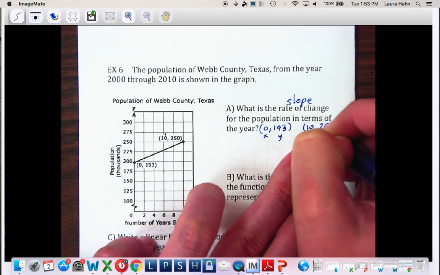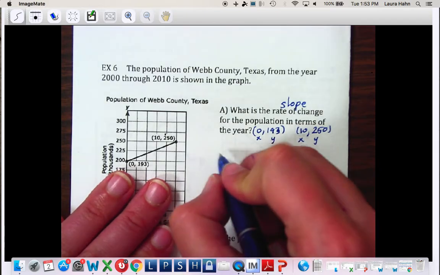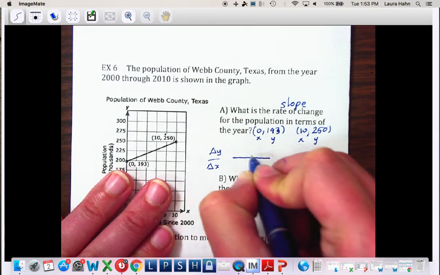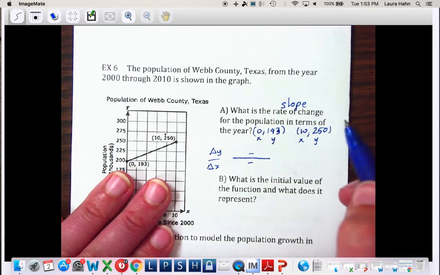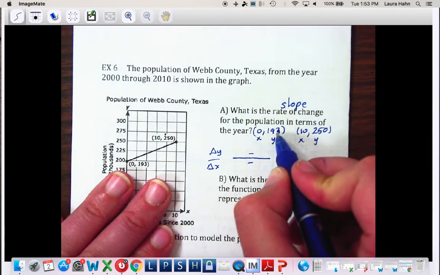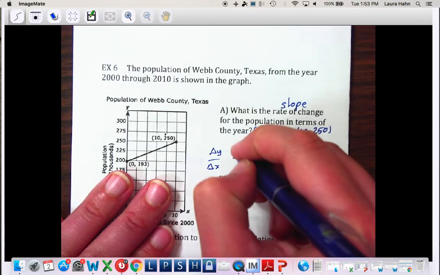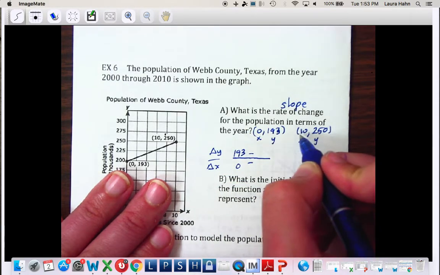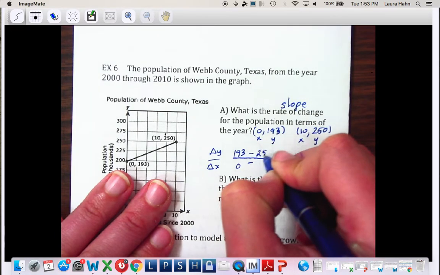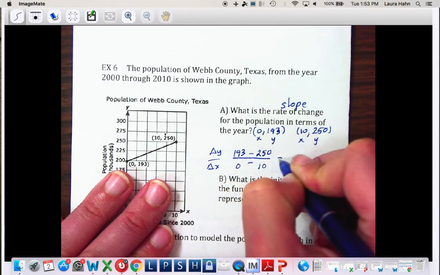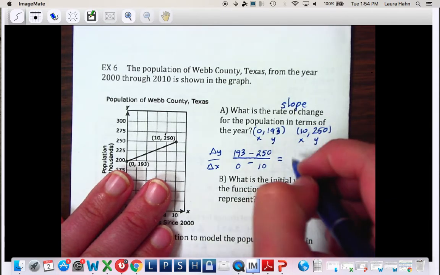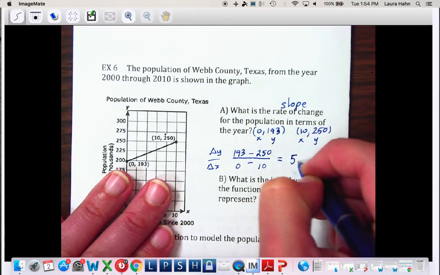And I'm going to label change in y over the change in x. Start with the fraction bar with the minus on top and bottom. Y's rise, so this 193 goes on top, the 0 goes directly below it. 250 goes on top, 10 goes directly below it. So when you work this out, or check yourself in the calculator, it comes out to be a 5.7.